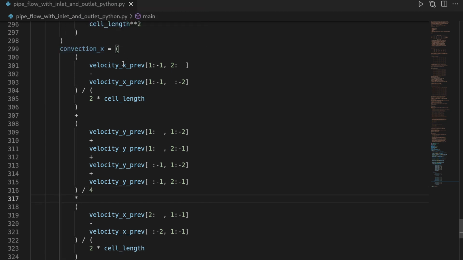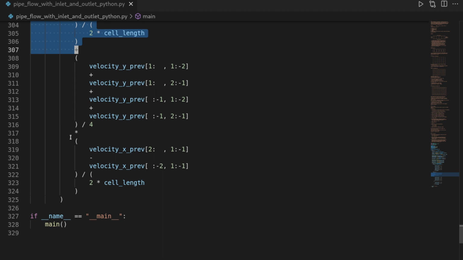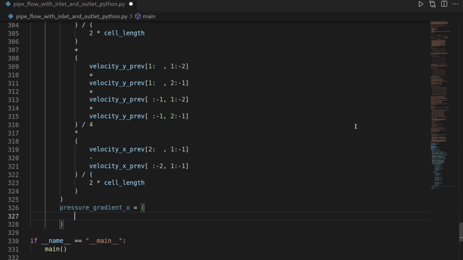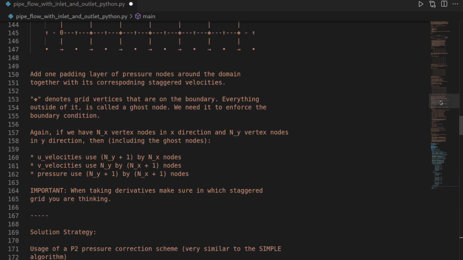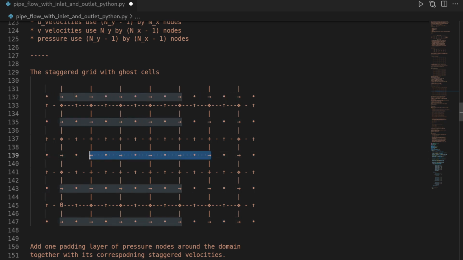And then we have our convection consisting of the x derivative of u squared plus v times the y derivative of u. And then finally, we have the pressure gradient in x direction. And now we will finally make use of the staggered grid. So again, consider this point here. And we want to define an x derivative of the pressure. So we use the pressure point to the right and subtract the pressure point to the left and divide by the cell length. And since we only want to consider the interior nodes, we have to go for the pressure.